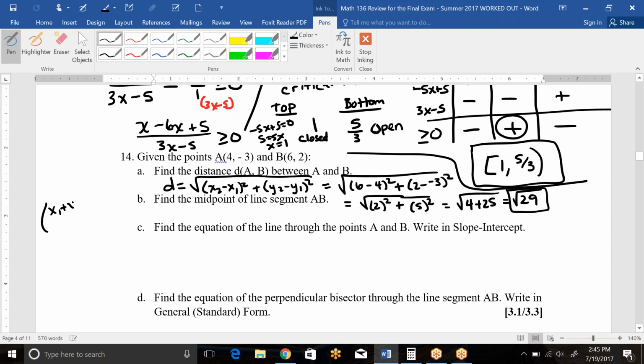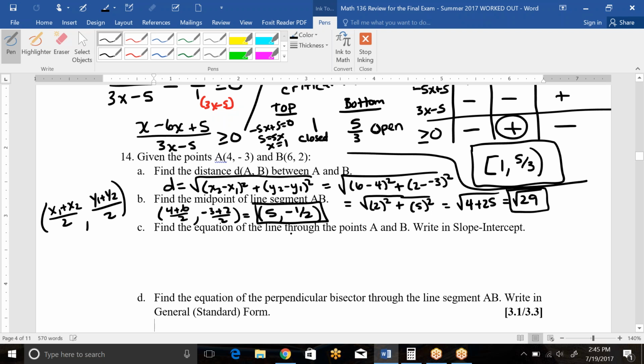The midpoint formula is a little different. You average the x's, you cut them in half. You average the y's, so we're adding them and cutting them in half. So 4 plus 6 divided by 2, and -3 plus 2 divided by 2. This comes out as an ordered pair. 10 divided by 2 would be 5. That's -1/2. So we just leave it as a fraction. So there's my midpoint.